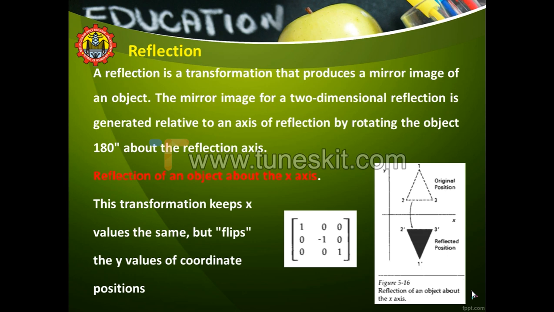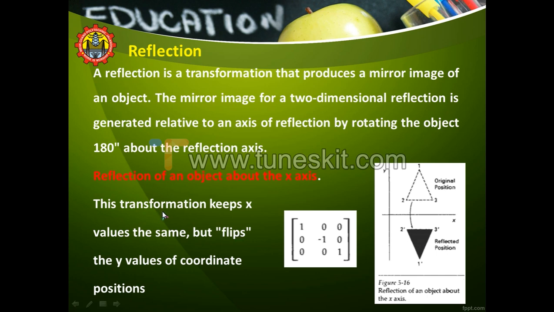Look at this figure. Here is an original object. This is rotated at a 180-degree angle about the x-axis. So this object moves, or you can say rotates, from this position to this way. This black image is the reflected position. How can we perform this reflection?